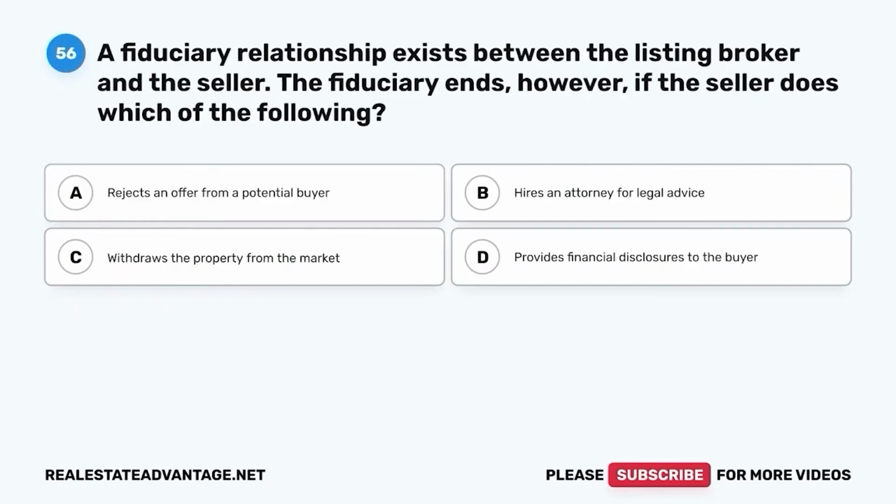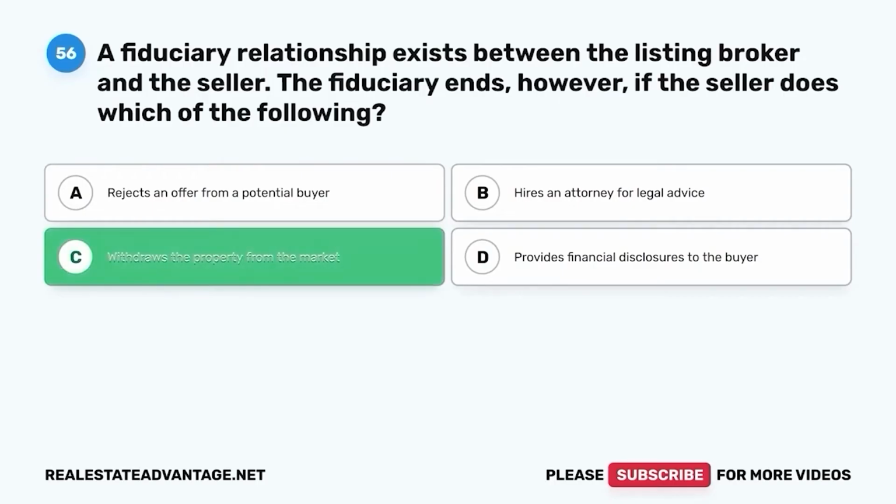Question 56. A fiduciary relationship exists between the listing broker and the seller. The fiduciary ends, however, if the seller does which of the following? A. Rejects an offer from a potential buyer. B. Hires an attorney for legal advice. C. Withdraws the property from the market. D. Provides financial disclosures to the buyer. The correct answer is C.